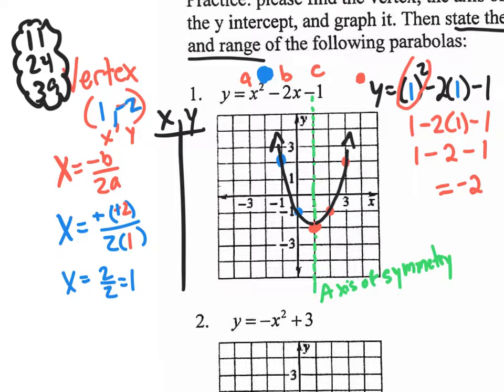What was the y-intercept? If I asked you for the y-intercept, that's where the parabola crosses the y-axis. The y-intercept is the coordinate 0, negative 1, if you wanted to state the y-intercept. But that's how to graph. It's pretty easy, especially if your a value is 1.